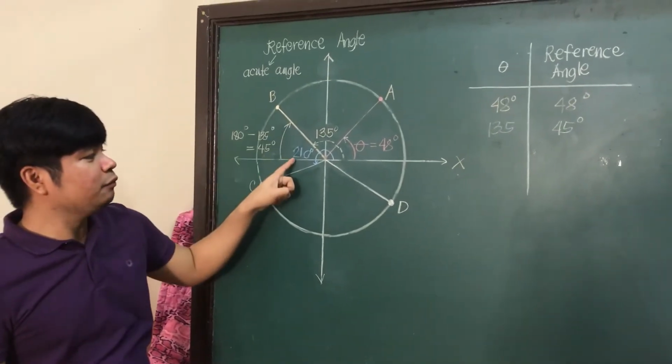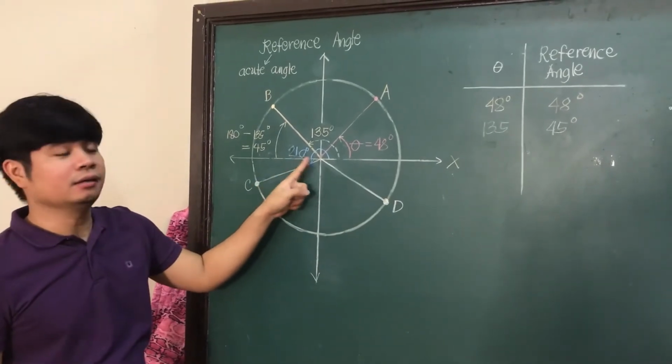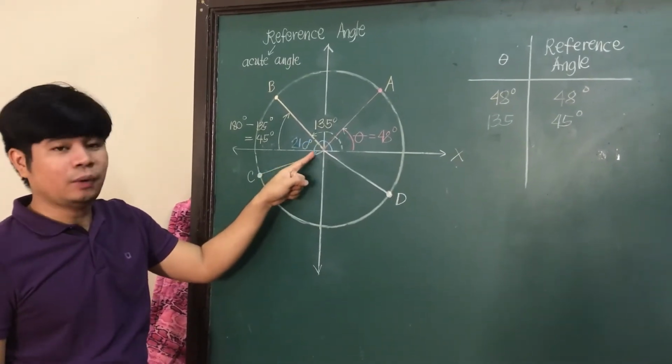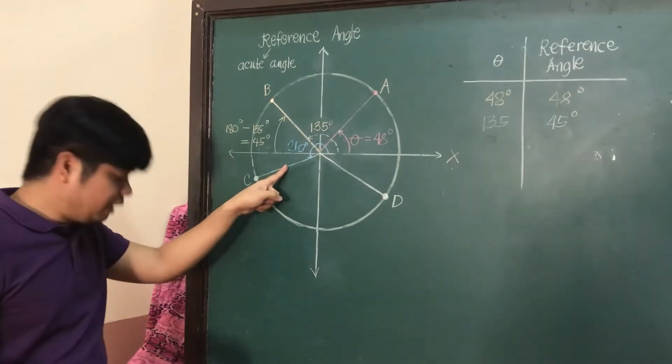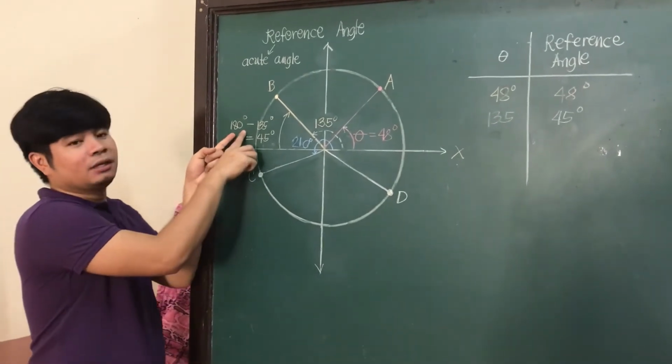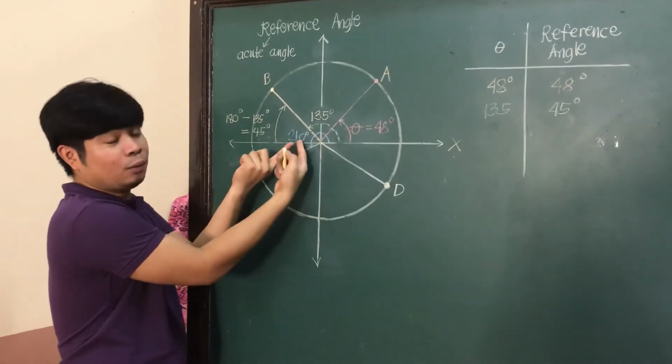So what about if we have a 210 degree angle? That is counterclockwise again. 210 degrees, meaning you exceeded 180 degrees. You passed 180 degrees.